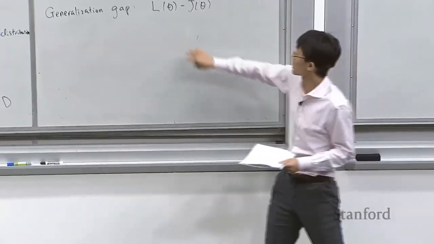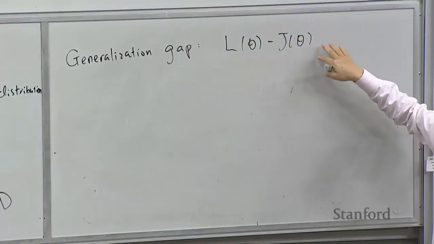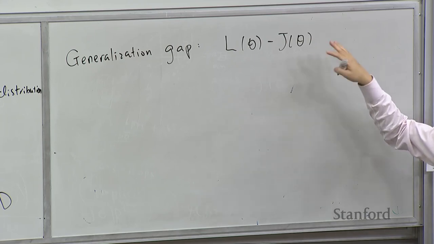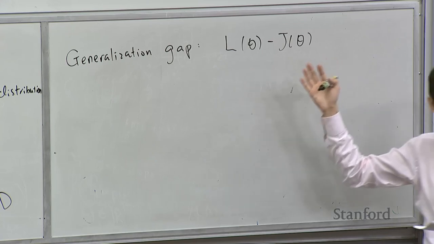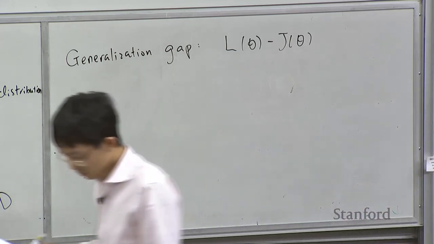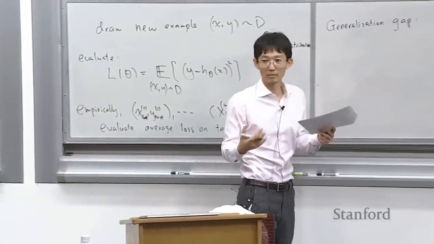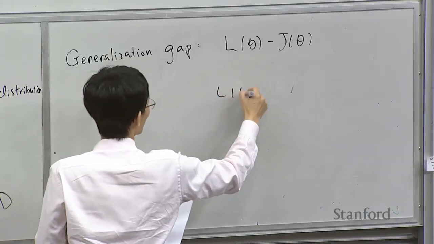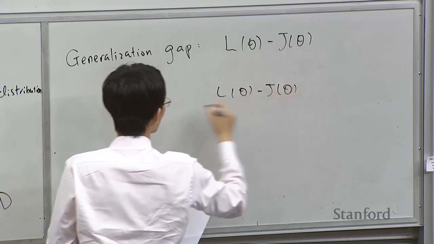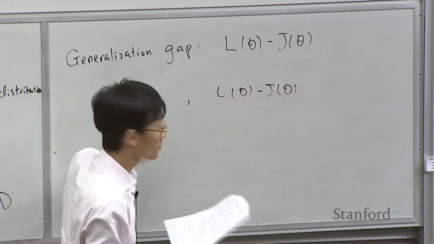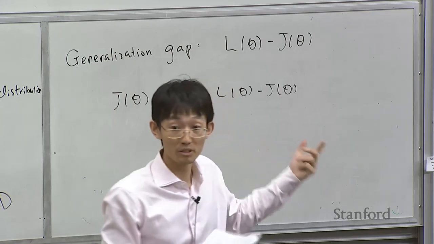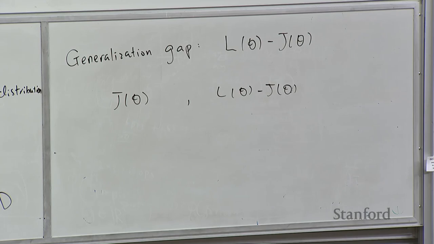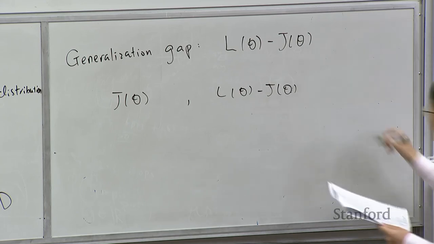So it's often the case that this gap is either very close to zero, maybe slightly negative or slightly positive, or it's much bigger than zero. You want this gap to be as small as possible. So in some sense, you care about two quantities: the training loss and the gap. You want both of these to be small. If both of them are small, then the sum of them will be small, and that's why your test loss is small. That's the hope.